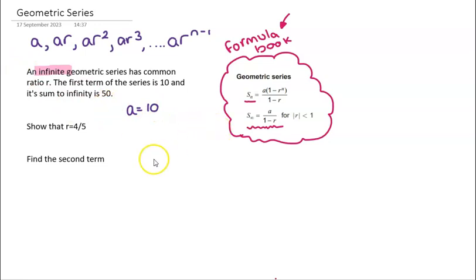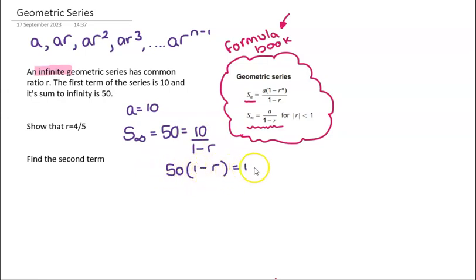The sum to infinity is 50, so the sum to infinity is equal to 50, and our sum to infinity is a over 1 minus r. So our a is 10, and that's over 1 minus r. So all we need to do is rearrange this equation, however you want to do it, and you end up with the fact that r must be equal to 4/5.